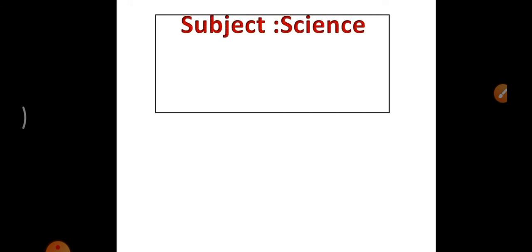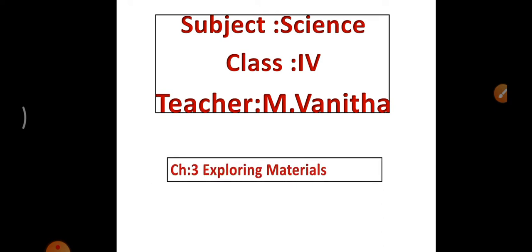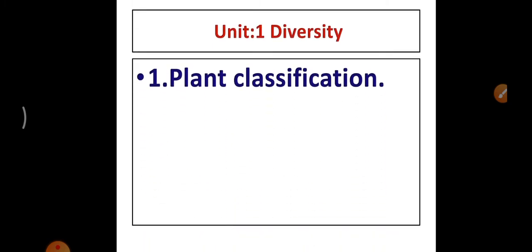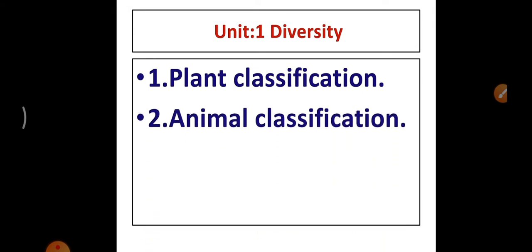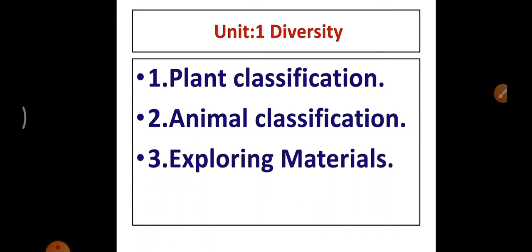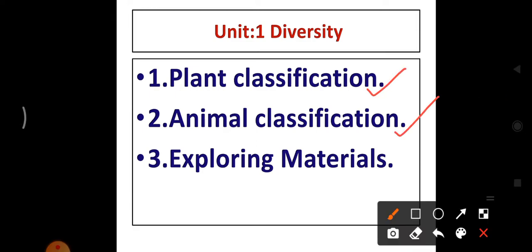Today we are going to see the subject science class 4, chapter number 3 exploring materials. Unit number 1 diversity. Under this unit we have 3 chapters. Chapter number 1 plant classification. Chapter number 2 animal classification. Chapter number 3 exploring materials. Chapter number 1 and 2 we completed. Today we are going to see chapter number 3 exploring materials.